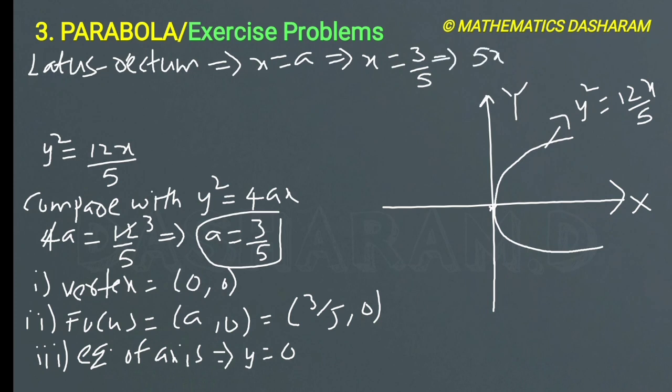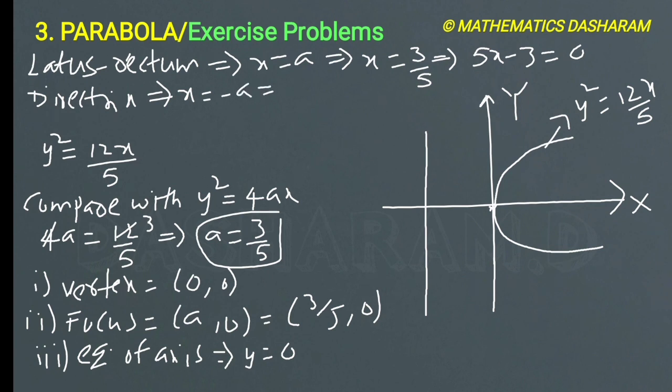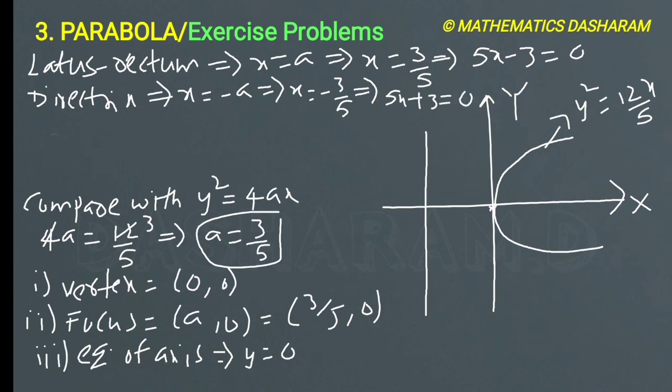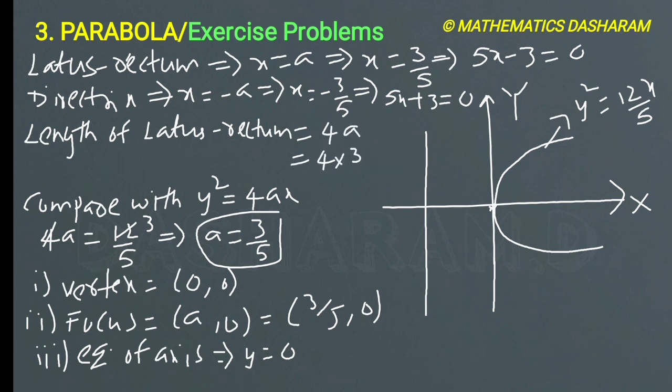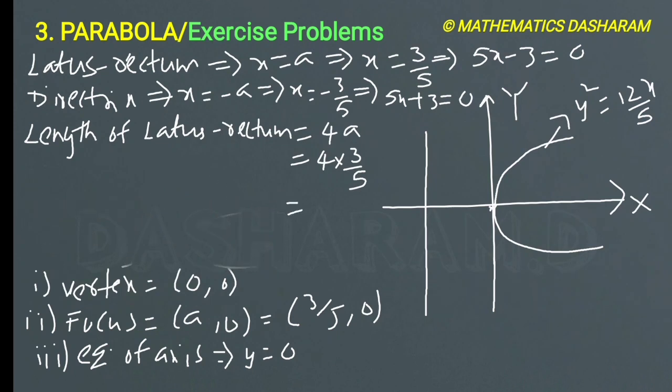You can simplify this: 5x minus 3 equals 0. Next, equation of the directrix. Directrix means a fixed line, so it is x equals minus a, which implies x equals minus 3 by 5, and its simplification is 5x plus 3 equals 0. Next, the last one, length of the latus rectum, that is 4a, so 4 times the a value 3 by 5. So 4 threes are 12, 12 by 5 is the length of the latus rectum.